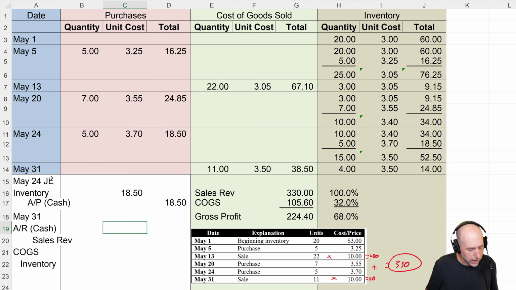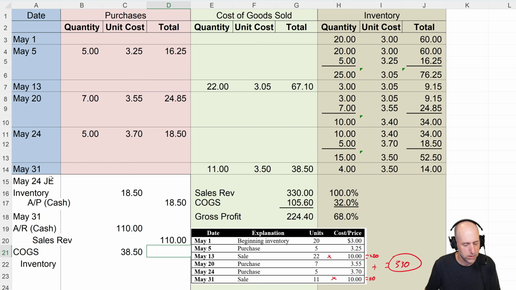Okay, well, what was our AR? What was our sales revenue on May the 31st? Well, we just did the math. It's $110. We sold 11 units at $10 each. It's $110 in sales revenue. And what was our cost of goods sold on May the 31st? Well, it's the whole reason I make the table. My cost of goods sold was $38.50. And there we have it.